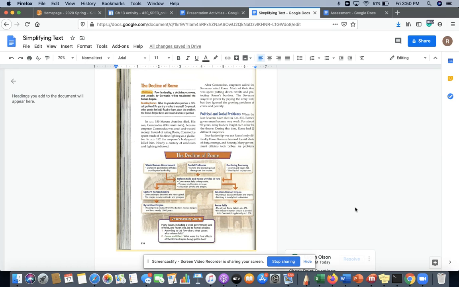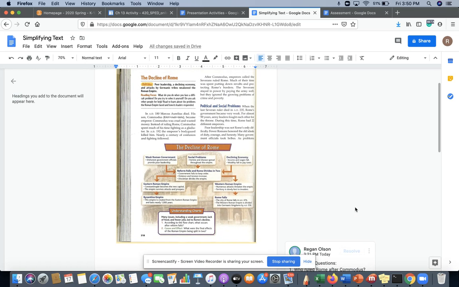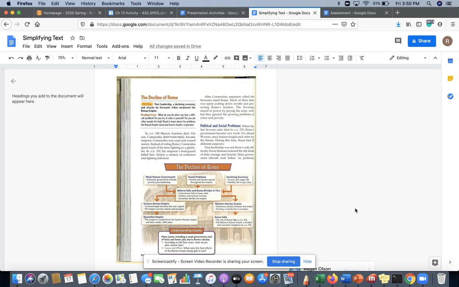I also think that, if this were in real life, I would probably put a sticky note on the page. Just a great way to have a checkpoint. And sometimes the textbook has checkpoints, so that's good too.